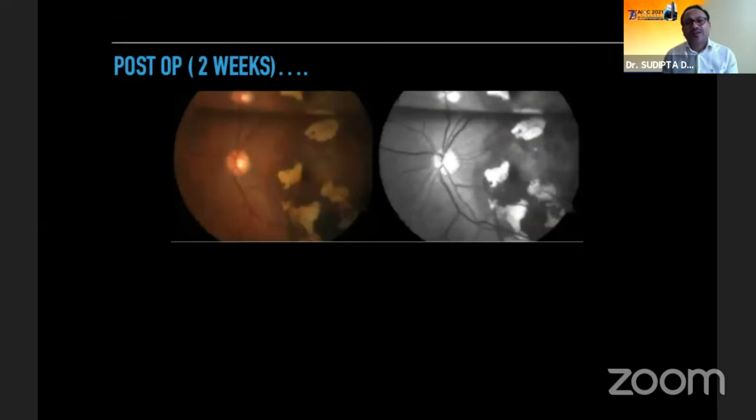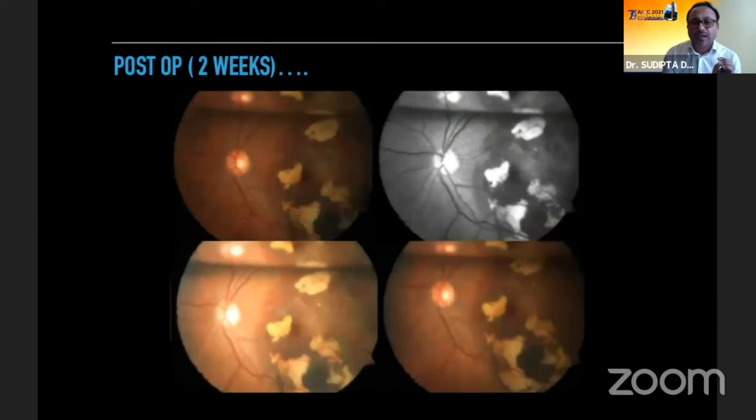So this was post-operatively 2 weeks. We could see the C3F8 bubble and significant resolution of this organized dehemoglobinized blood in the macular area. This is a little clearer picture. We can see almost resolution of subretinal hemorrhage and the organized hemorrhage.